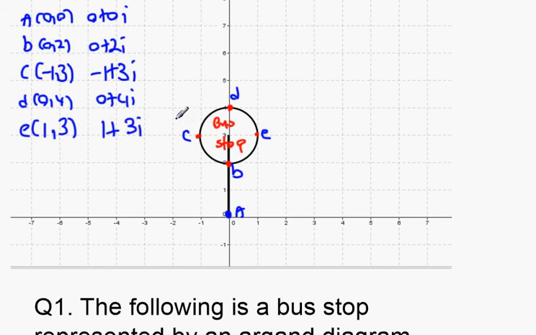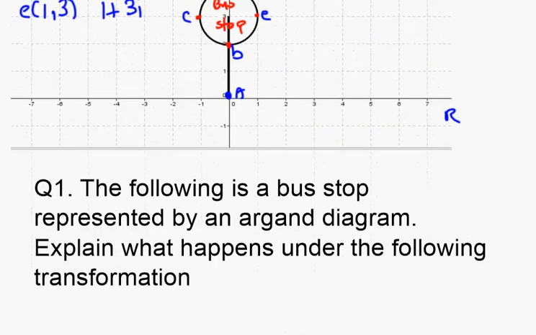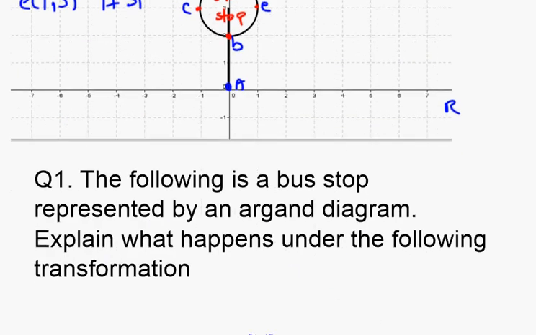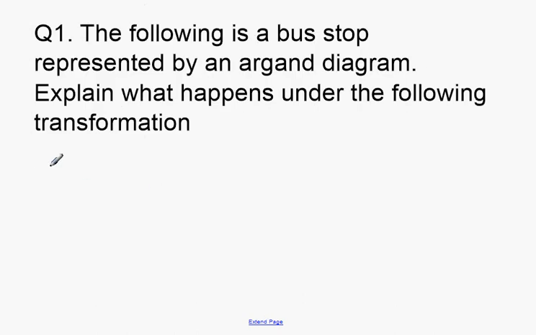So what we have here is a bus stop drawn on an Argand diagram, with a real axis and an imaginary axis. Now, explain what happens under the following transformations. Transformation 1 is Z1 equals plus 2i. What does plus 2i do?